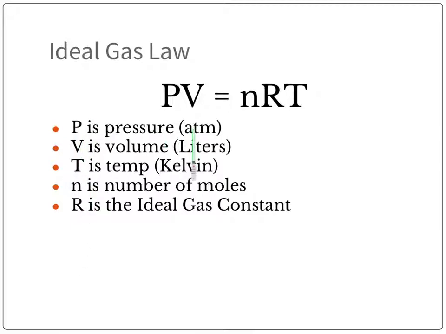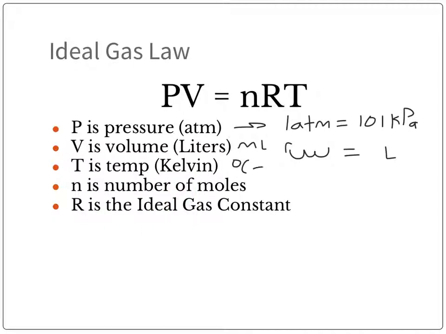So first of all, pressure is always in atmospheres. So if it's given to you in kPa, you need to convert it to atmospheres. Remember, 1 atm is equal to 101 kPa. So if you have kPa, just divide by 101 and get atmospheres. Volume is always in liters. So if you have milliliters, all you need to do is move the decimal point 3 to the left to convert to liters. Temperature is in Kelvin. So if you're presented temperature in degrees Celsius, add 273 and you will have Kelvin.